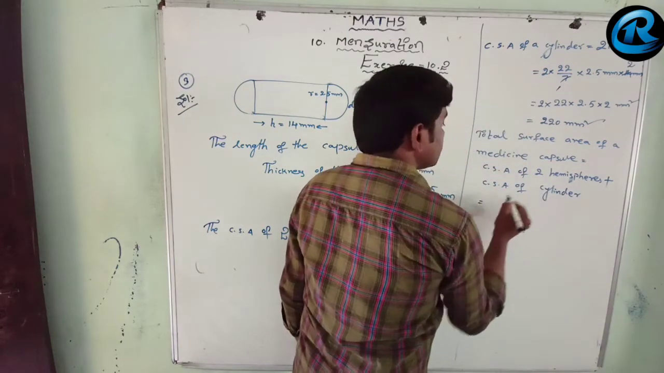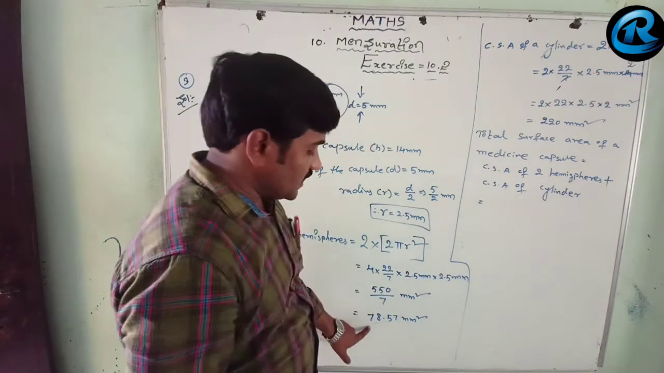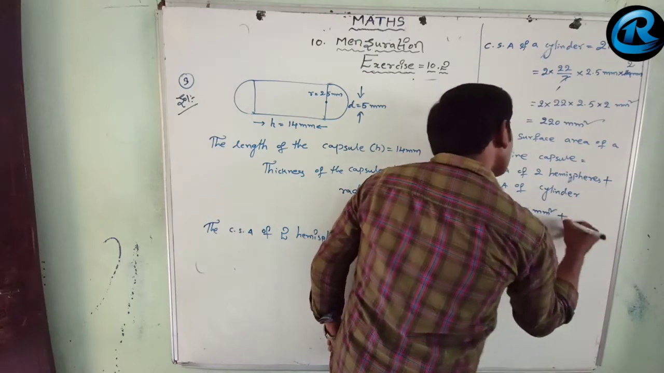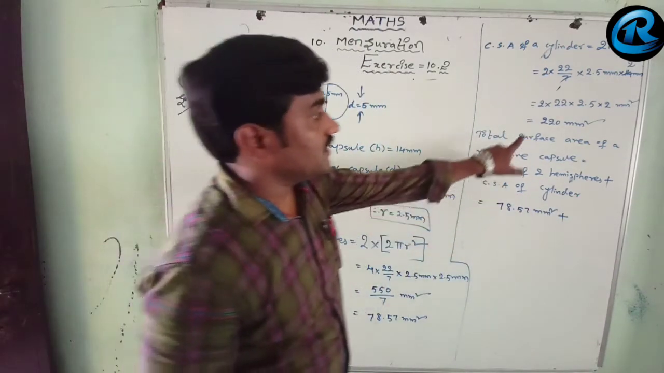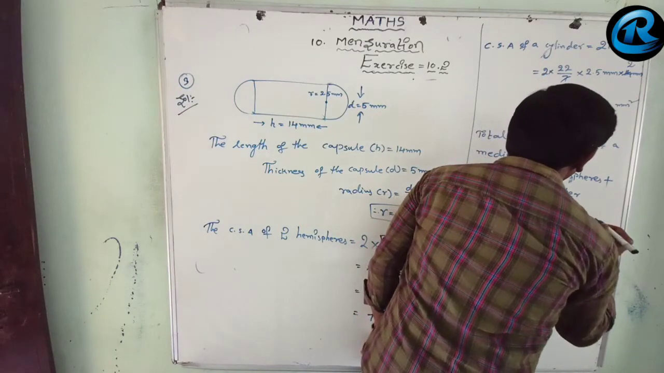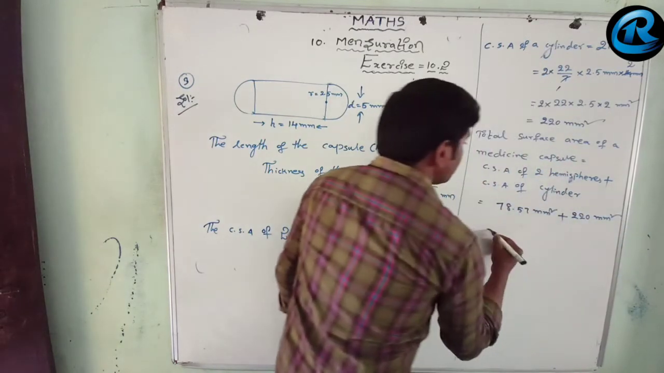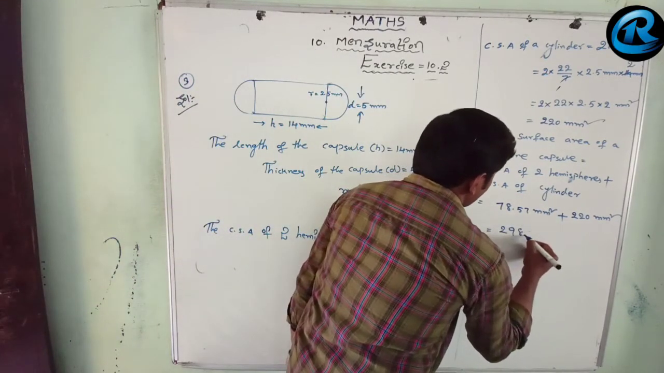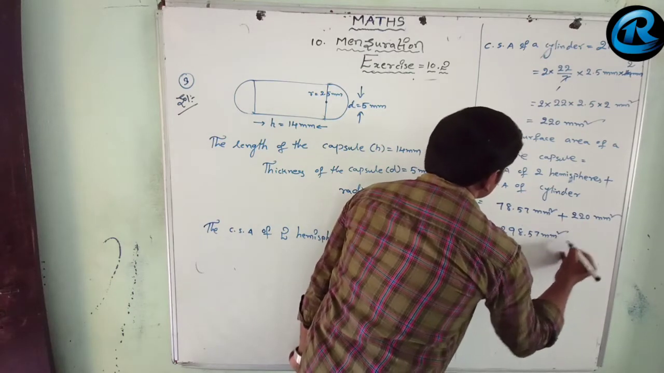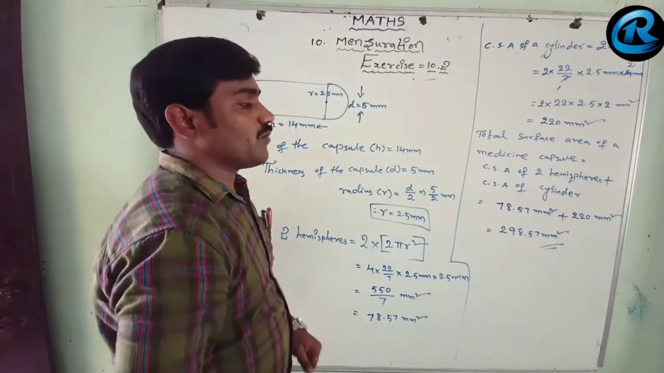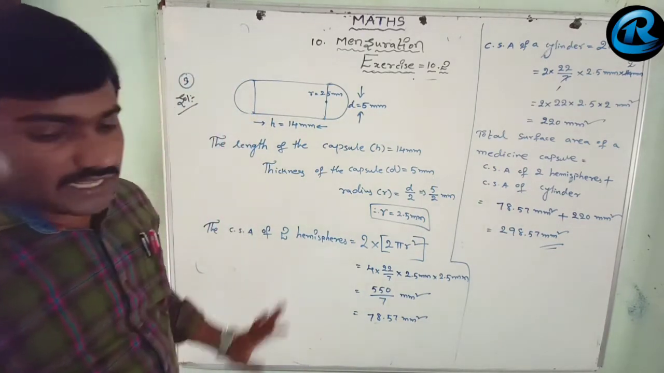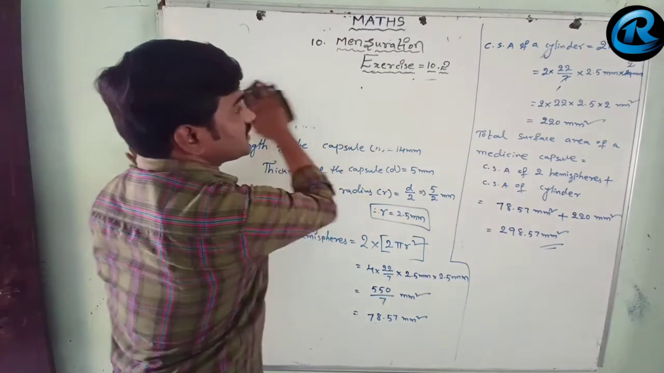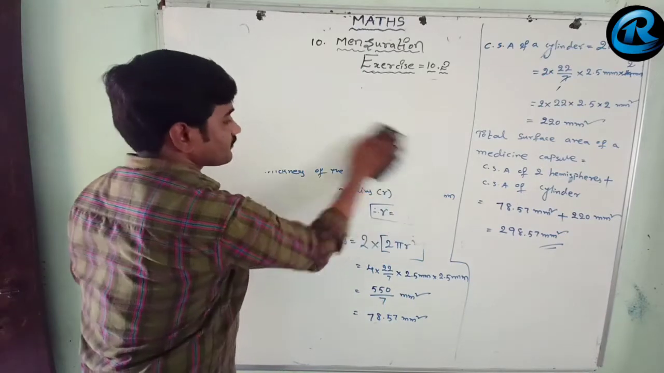So let us add. The curved surface area of two hemispheres is 78.57 millimeters square, plus the curved surface area of the cylinder is 220 millimeters square. When you add this all, we get 298.57 millimeters square. 220 plus 78 gives 298.57 millimeters square. And this is the answer, children. Please try to do it. Here they have given thickness and diameter.